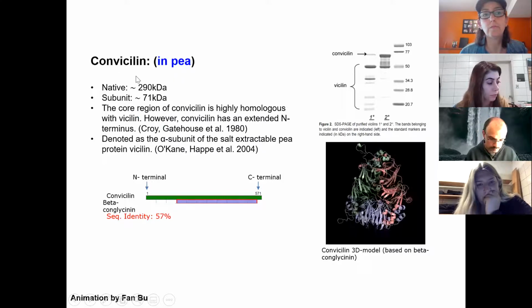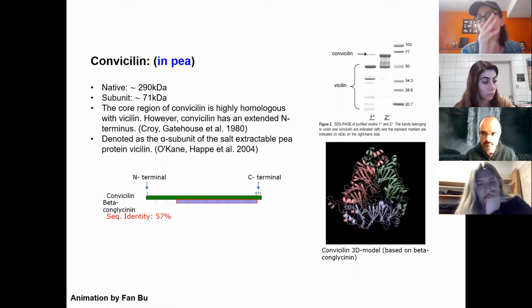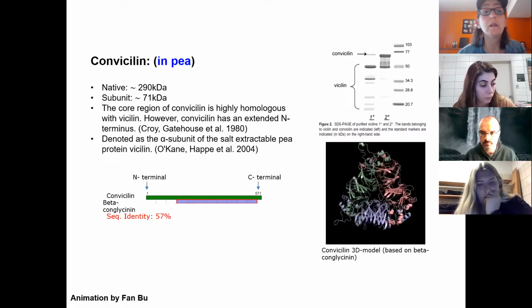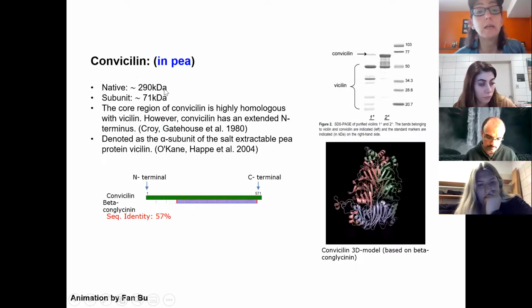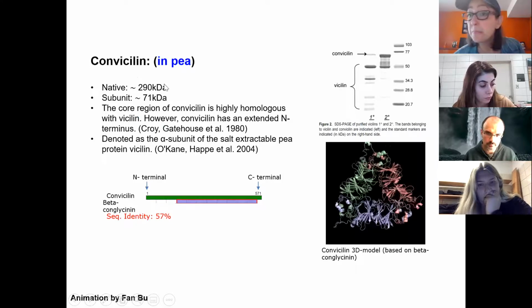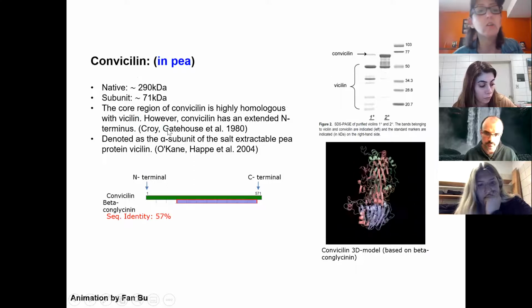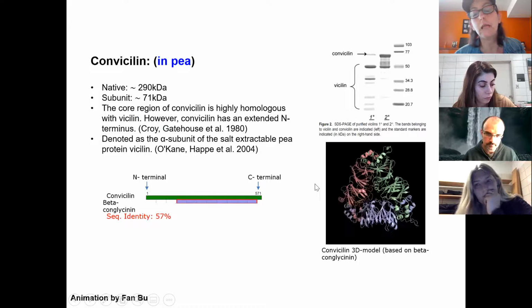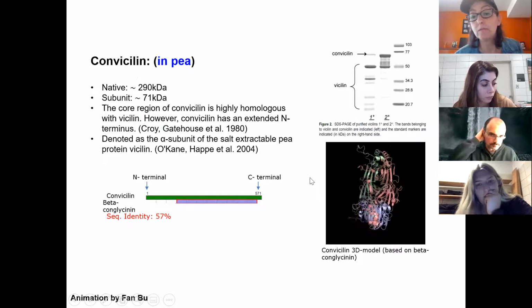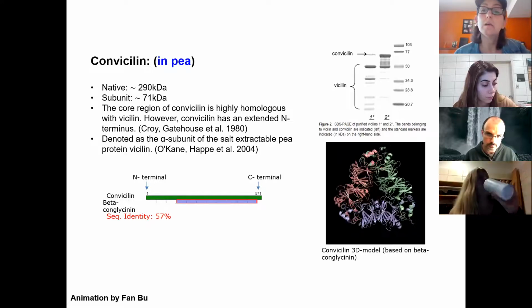So in pea and chickpea you have legumin, vicilin, and convicillin, and this is also a trimer, and it can be up to 290 kilodalton. Again, it's a range, it's an average. And yeah, so in pea, you'll find convicillin present as well as vicilin.